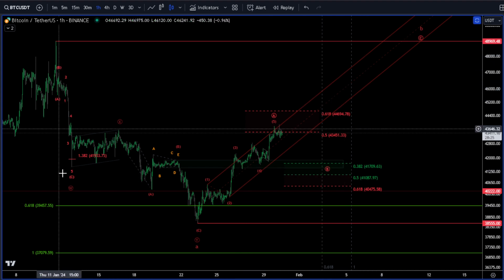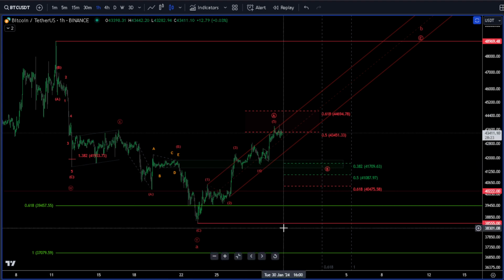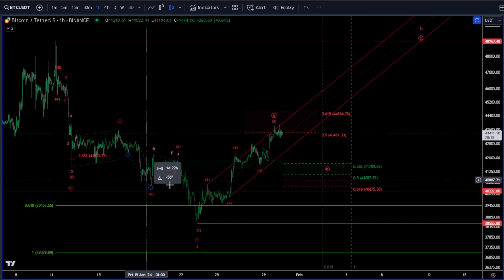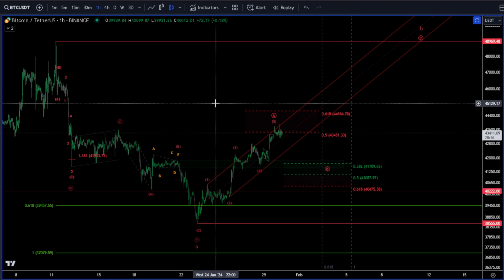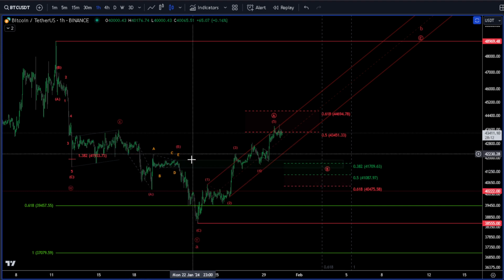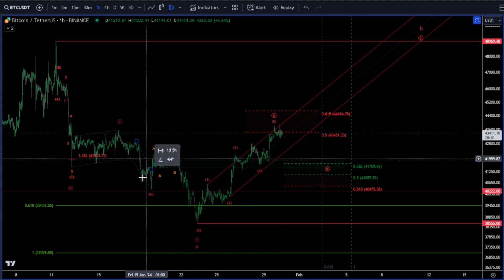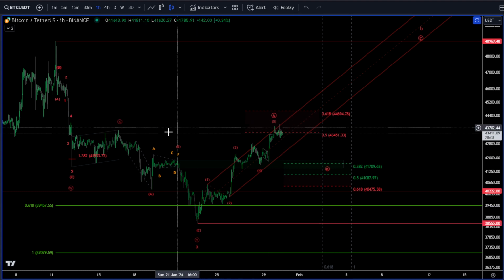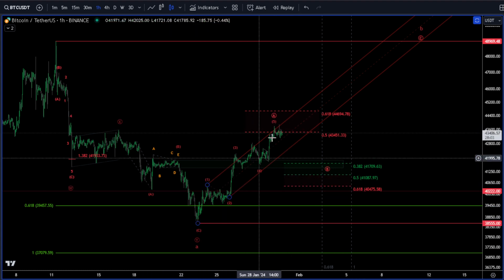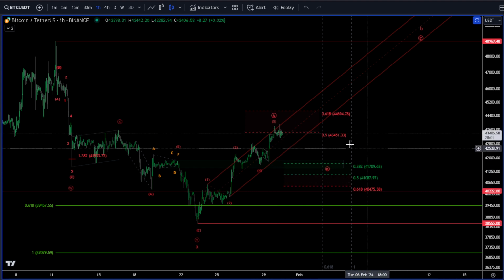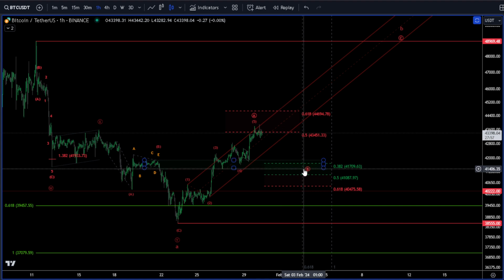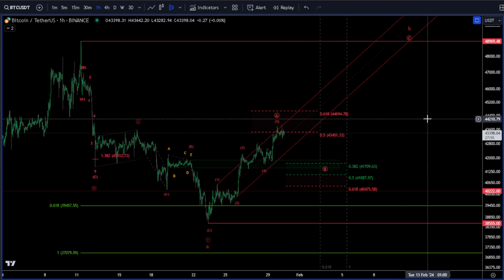So from our high, I have this as a WXY, very complex correction. Very difficult to trade. This threw me off as well as pretty much everybody else that I know. But I have this labeled as a triangle for a B wave and our C wave to the downside. Very ugly triangle, but it is there. It just goes against most guidelines. Off that low, we have a 5-wave move to the upside, looking for our B wave to start from here, and after the fact, looking for a C wave to the upside.